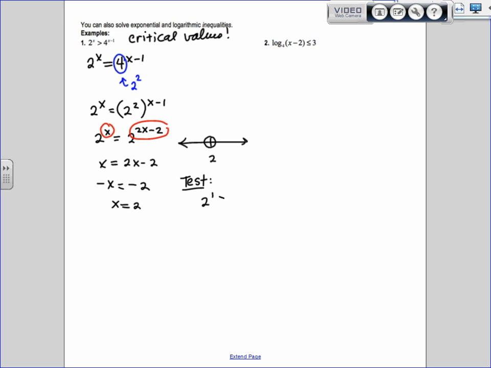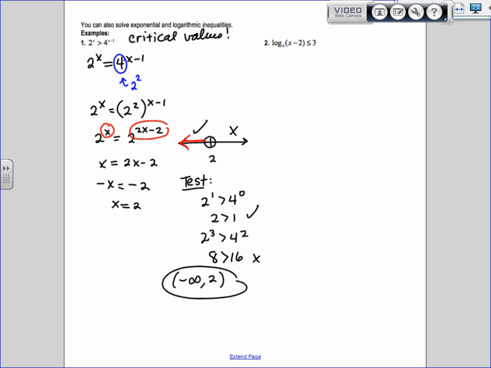So I have 2 to the 1. Is that greater than 4 to the 0? 2 is greater than 1. Is that true? Yep. How about 3? If I do 2 to the 3, is that greater than 4 to the 2? 8 is greater than 16. Nope. So my side that's shaded is the left side. So my solution is going to be negative infinity to 2. So for exponential equations, you only get whatever critical values you had from setting it equal to each other.